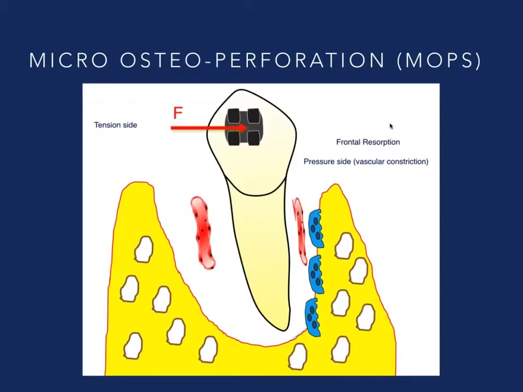And if we can get that reaction more than just in the cortical plate, you can imagine the benefit to orthodontic movement, and that's what we're doing with micro-osseous perforation.